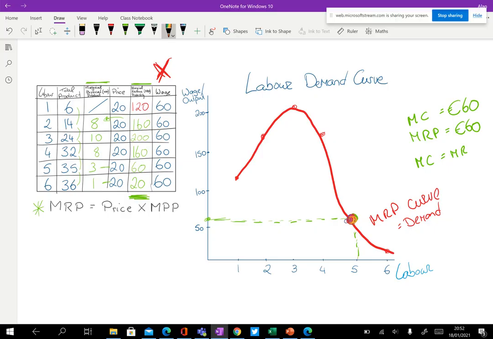I hope it's not too tricky, because we've looked at cost curves a lot already. So in an exam, what could you be asked to do? You could be given the table and asked to draw the labor demand curve. You could be given the labor demand curve and asked at what point you would stop hiring extra members of staff, and you would just be asked to explain your answer.